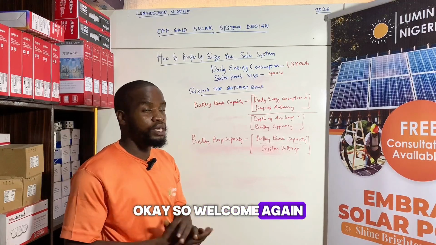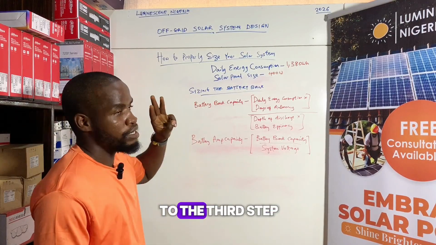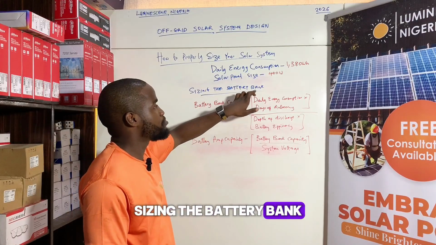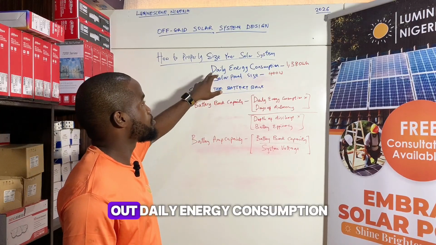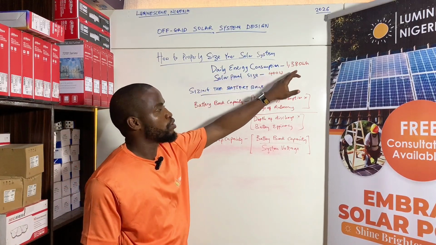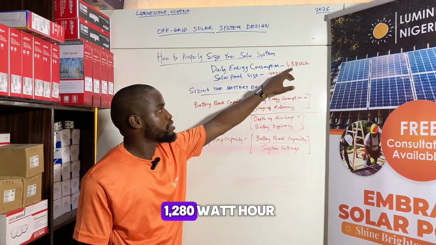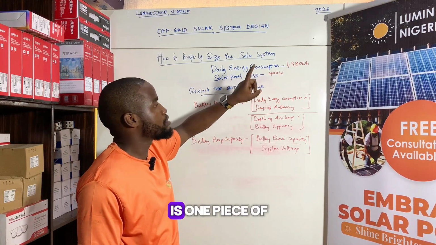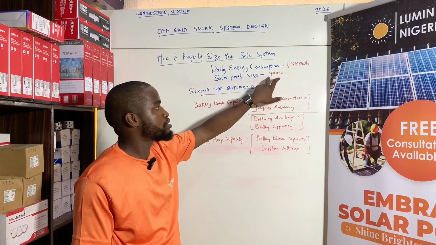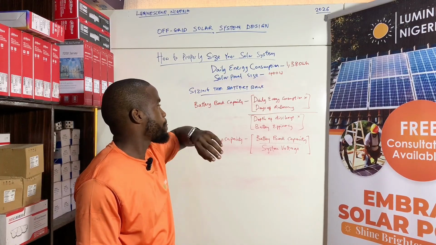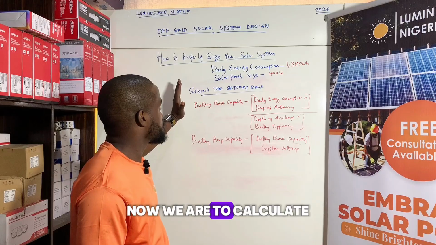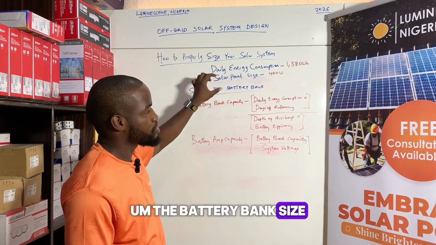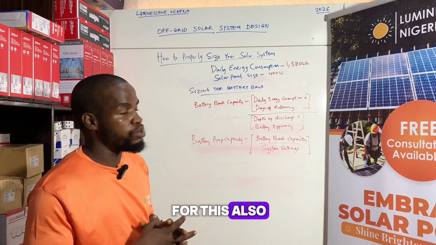Okay, so welcome again to the third step, sizing the battery bank. We have figured out daily energy consumption in the first step, 1280 watt hour. The solar panel size is one piece of 400 watts solar panel. Now we are to calculate the battery bank size. And there are formulas for this also.